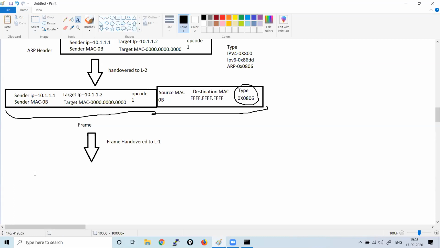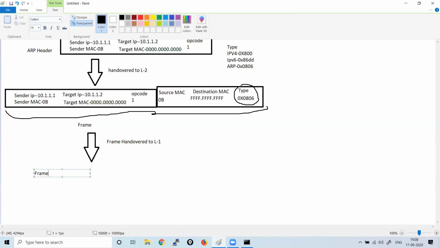Now, the frame is converted to bits. So the transmission is in the form of electrical signals. The reason why I'm considering it as just wired: a cable, wired communication, that too Ethernet.